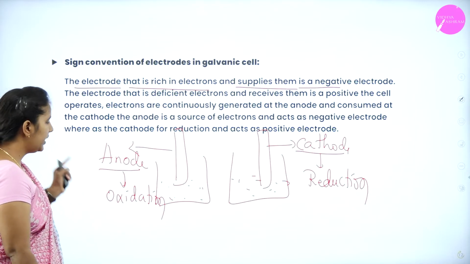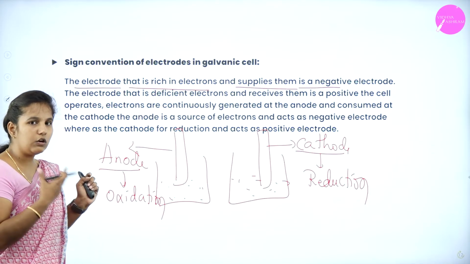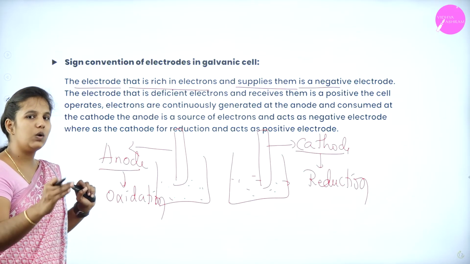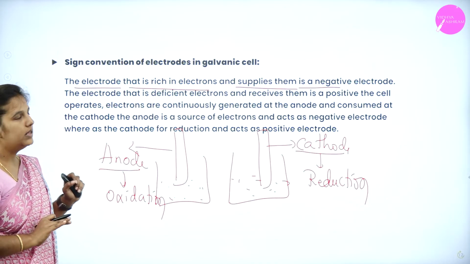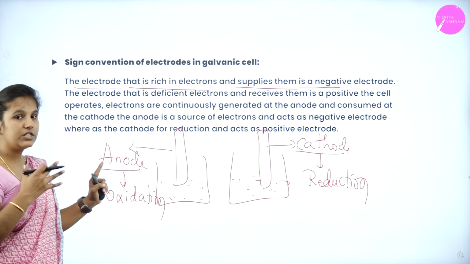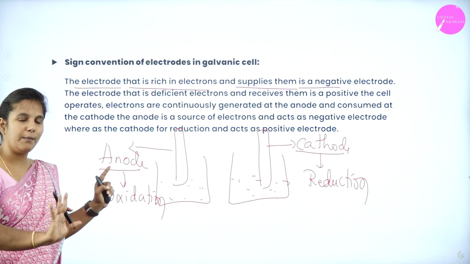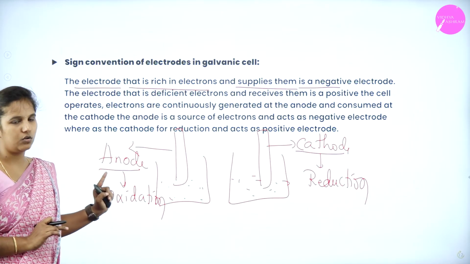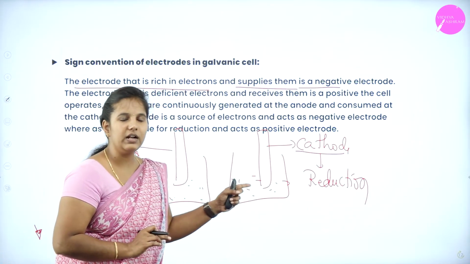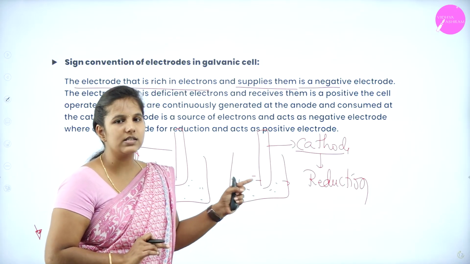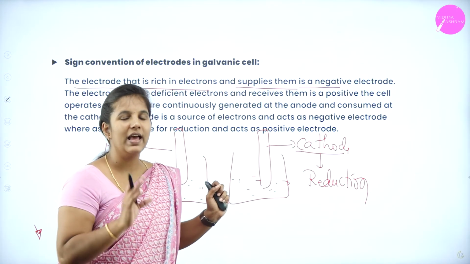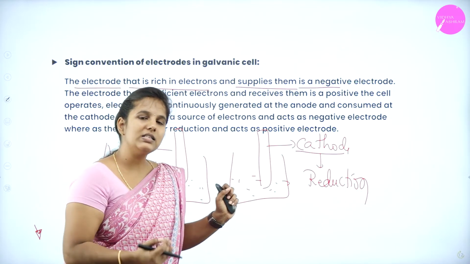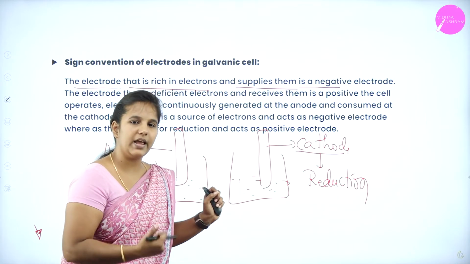Since at the anode the electron-rich species is present, that is zinc, it loses its 2 electrons. So the electrode which has rich electrons to supply to the other electrode is known as a negative electrode. Whereas on the other side, we consider the cathode a positive electrode because it is an electron deficient electrode, capable of accepting the electron.